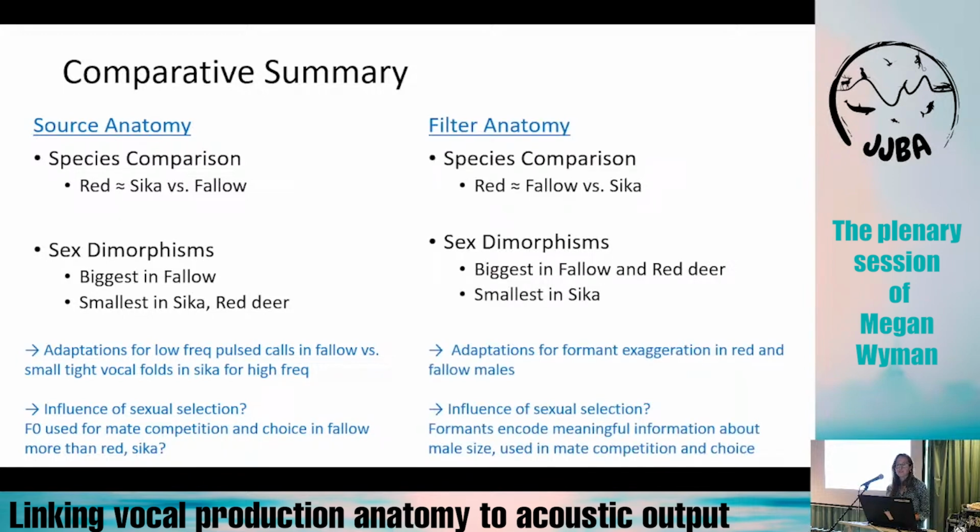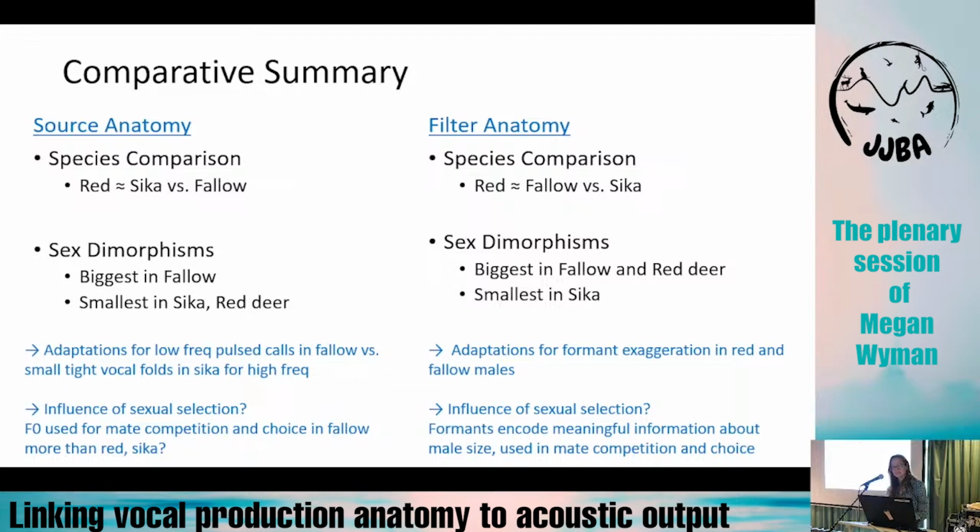Then for the filter anatomy, we have the red and the fallow being similar, where they can pull their larynx down, where the Sika cannot. And again, sexual dimorphisms are bigger in fallow and red deer for how low they can get it. Females in those species can still pull it down, but not nearly as low as the males. Or they don't try to. Maybe they can, and they just... No, actually, we've tried to, and the ligament doesn't go that far.